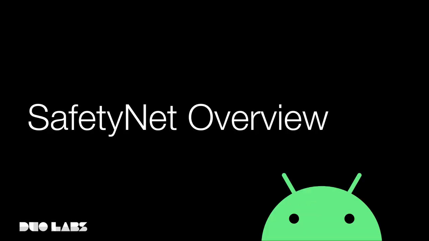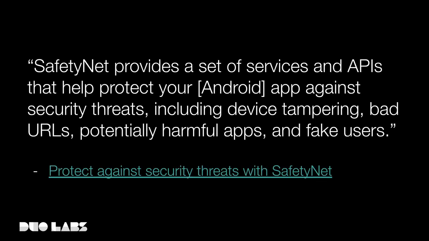So knowing that certificate chain validation is kind of hard and it's easy to get wrong, let's just look at one API where there is a required certificate chain validation step and how that might go wrong. So this is from Google's documentation on SafetyNet. It describes SafetyNet as a set of services and APIs that help protect your app against security threats, including device tampering, bad URLs, potentially harmful apps, and fake users.